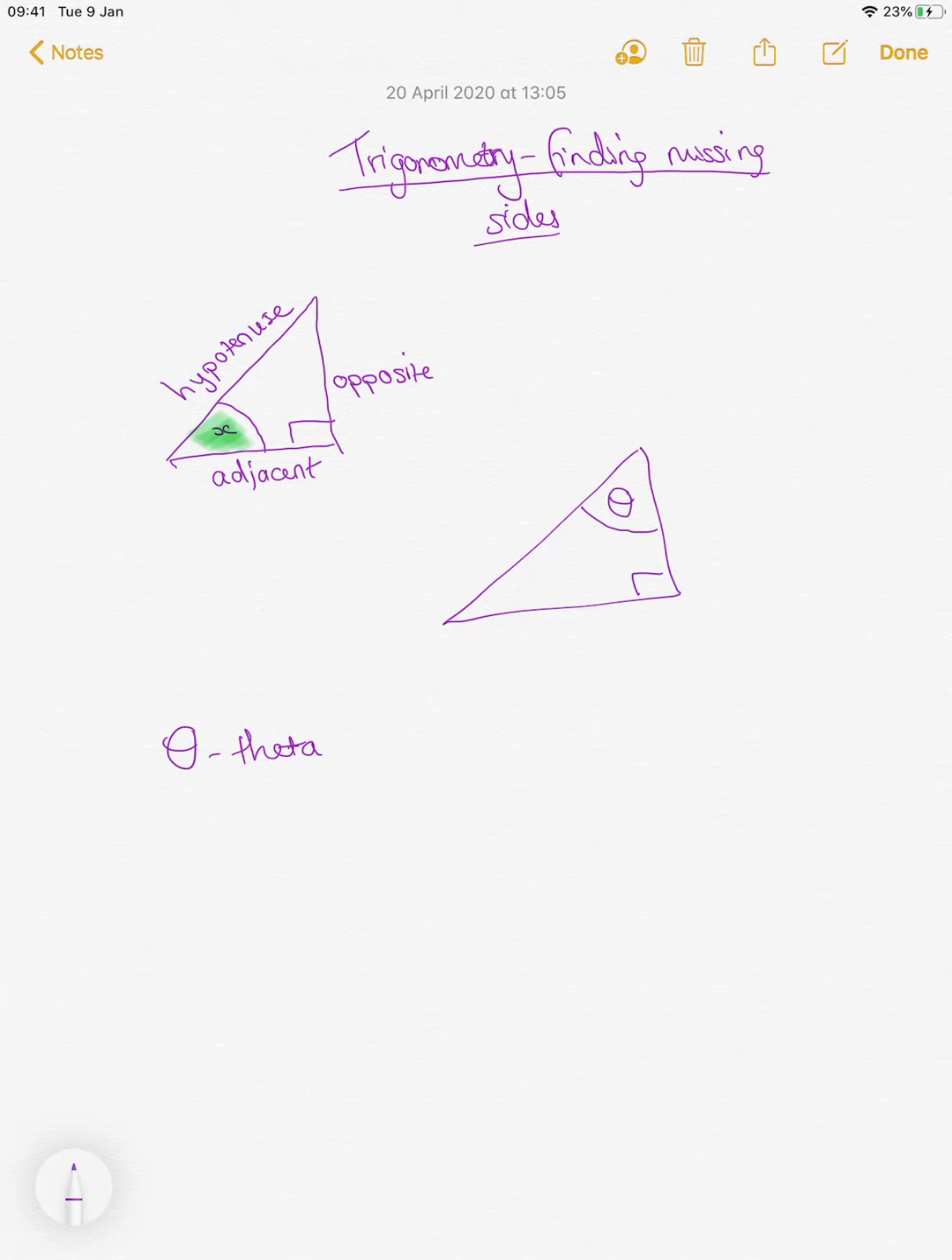So I'm going to have a go at labelling this. Maybe pause the video, see if you can have a go at it first. Just sketch it in your book.